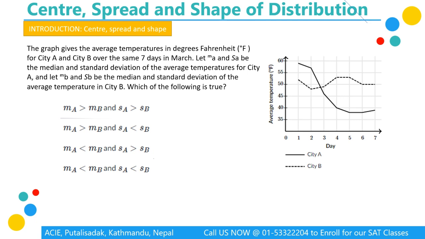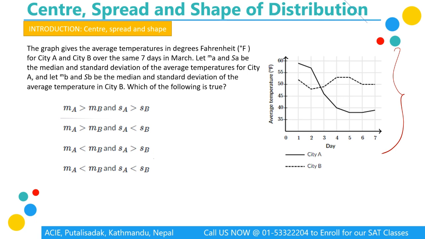Either median of A is going to be greater than median of B, or median of B is going to be greater than median of A. And either the standard deviation of A is going to be greater than B, or the standard deviation of B is going to be greater than A. So, first of all, let's look at the data that is given over here in this graph. Let's try to find out first the standard deviation.